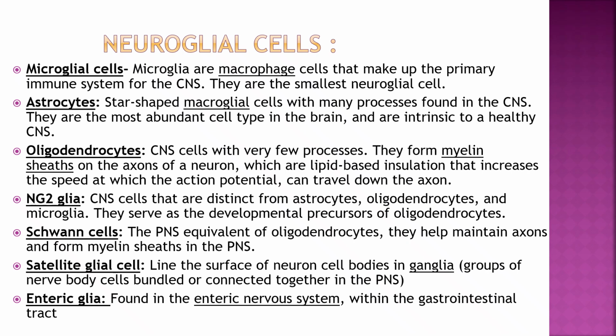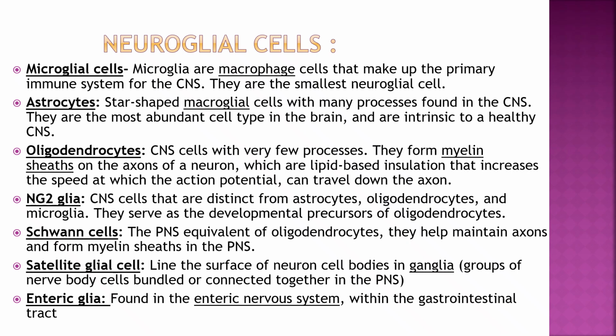Oligodendrocytes are CNS cells with very few processes. They form the myelin sheath on the axon, which is a lipid-based insulation that increases the speed at which the action potential can travel along the axon. Oligodendrocyte precursor cells are CNS cells that are distinct from astrocytes, oligodendrocytes and microglia. They serve as the developmental precursor of oligodendrocytes.